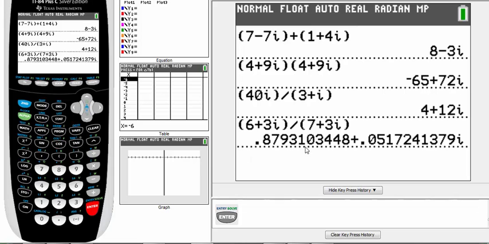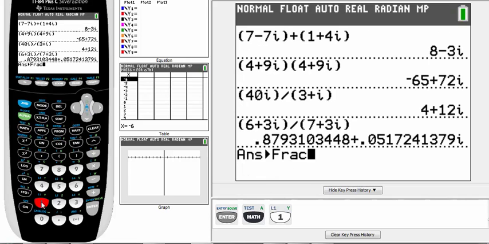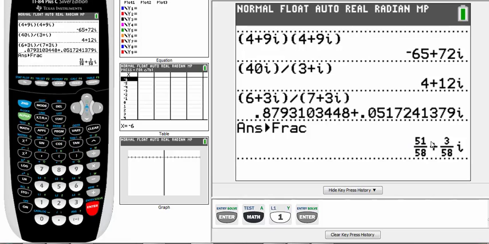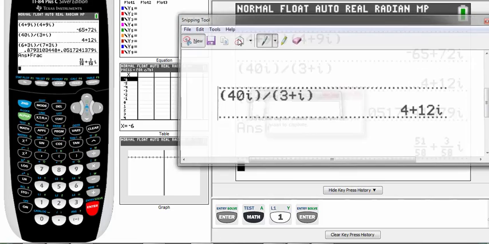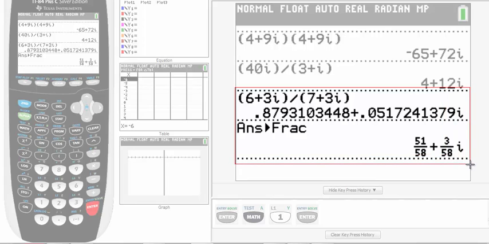Okay, so this does not look anything like my answer. I had like 51 over 58 plus 3 over 58, and that doesn't look like that. It's in decimal form, so let's cross our fingers and hope that math frac will work. So over here, math, choose 1 or enter for frac. Enter to execute. Here we are. Here's our complex form. 51 over 58 plus 3 over 58i. So that is the correct answer. So here, we just need to remember to convert it back to a fraction.